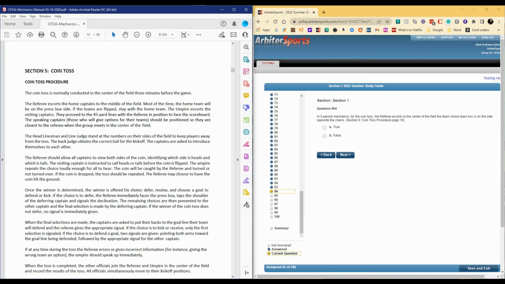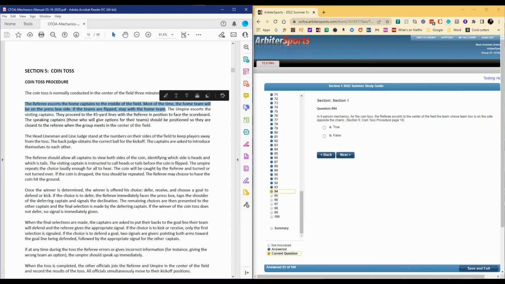Question 94. In 5-person mechanics for the coin toss, the referee escorts to the center of the field the team whose team box is on the side opposite the chains. Okay. It says the referee escorts the home captains to the middle of the field. Most of the time, the home team will be on the press box side, which would mean opposite the chains. If the teams are flipped, stay with the home team.